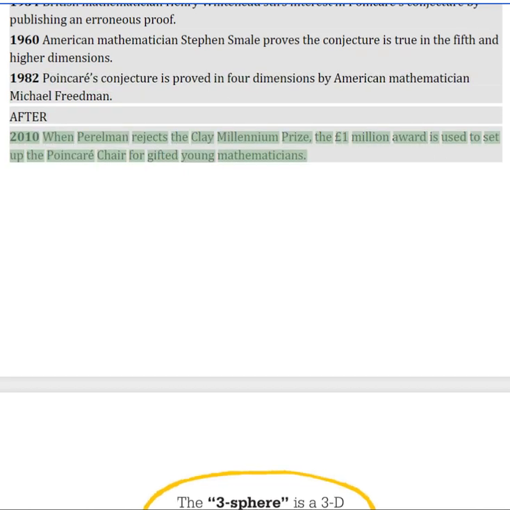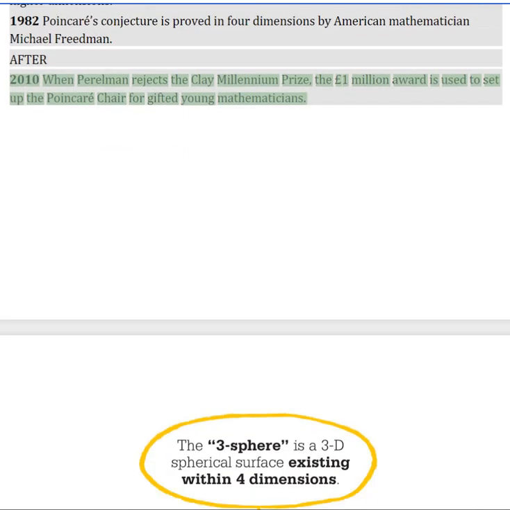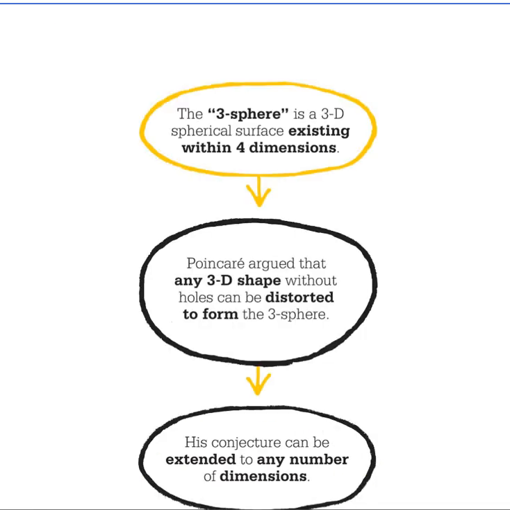After 2010, when Perelman rejects the Clay Millennium Prize, the £1 million award is used to set up the Poincaré Chair for gifted young mathematicians. In 2000, the Clay Mathematics Institute in the U.S.